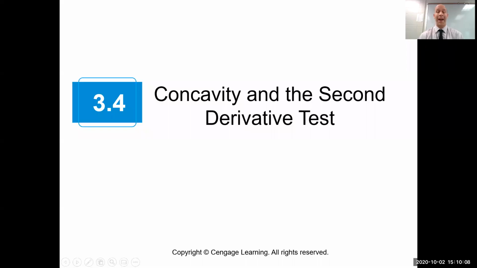Last week we looked at section 3.3, which was on increasing, decreasing, and the first derivative test. So everything was based on the first derivative. This week we're going to look at what the second derivative does for us, and that's going to be concavity and the second derivative test.